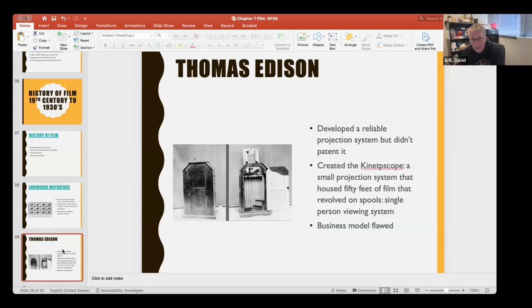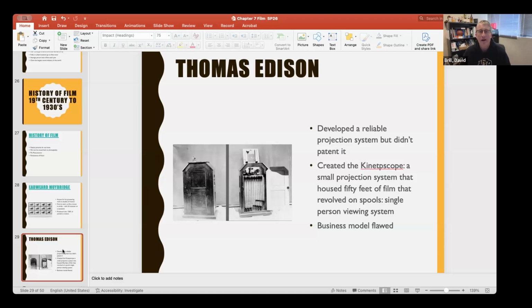And basically, Thomas Edison and an assistant developed a reliable projection system, using the principles of Muybridge of 24 frames. But what's interesting is he was too cheap to spend $150 to patent his idea. So machines were quickly duplicated and patented in Europe. And that would be an important factor later on in the development of Hollywood. But we'll get back to that in just a minute.